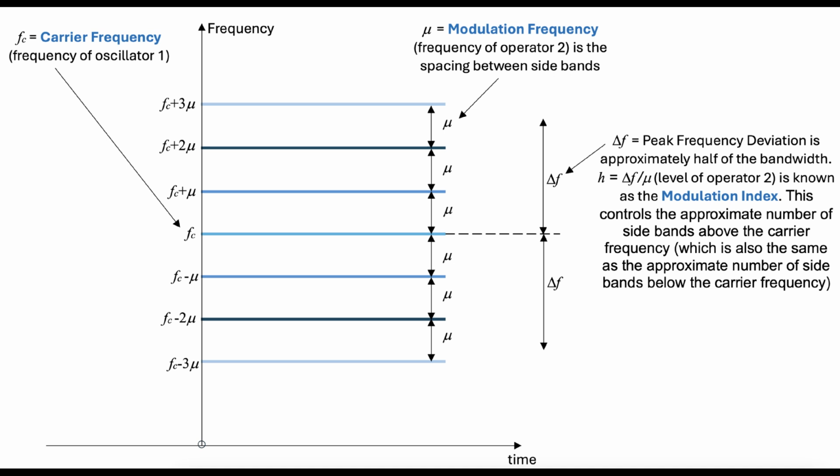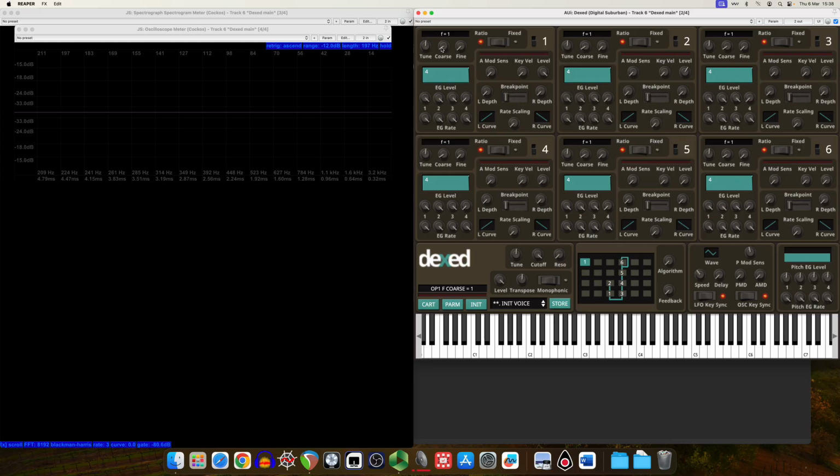So if we want to build something that looks exactly like this, we might want to have the carrier frequency about 5 times bigger than the modulation frequency, and then adjust the level of operator 2 to produce the correct number of sidebands. So let's have a go building a sound that looks like this and check that we can control things. So we will make the coarse control for operator 1 go up to f equals 5, where f is the frequency multiplication factor.